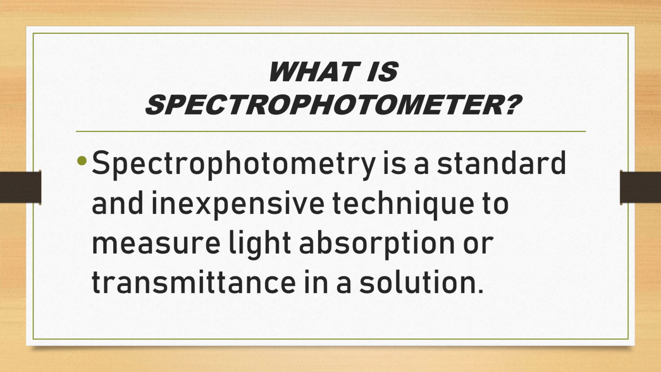Now see what is a spectrophotometer. Spectrophotometry is a standard and inexpensive technique to measure light absorption or transmittance in a solution. What does it mean? It means that by using this we can measure absorbance, meaning how much light is absorbed by the sample and transmitted by the sample after the incident of light.